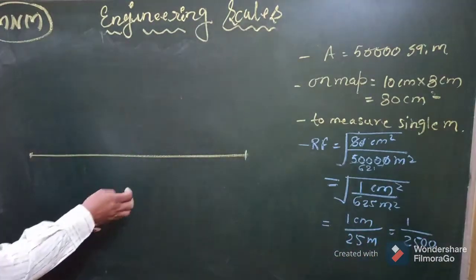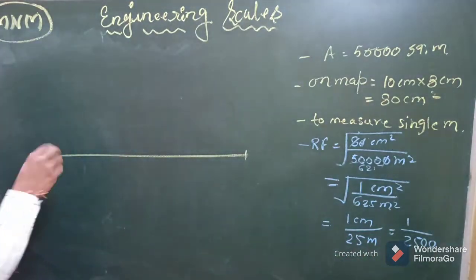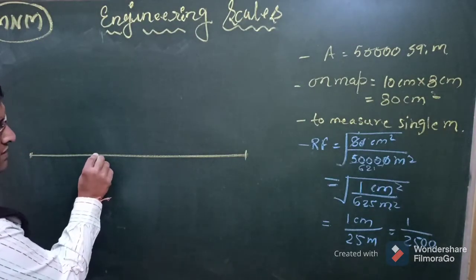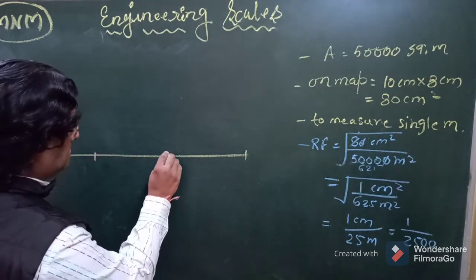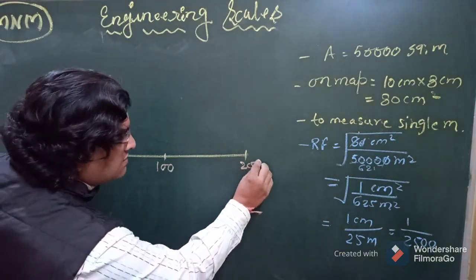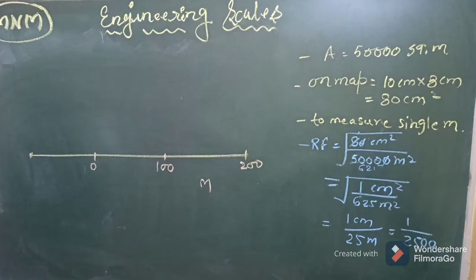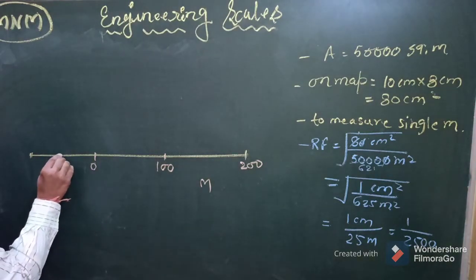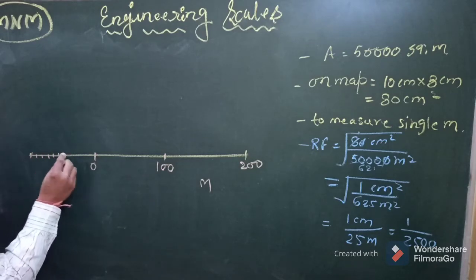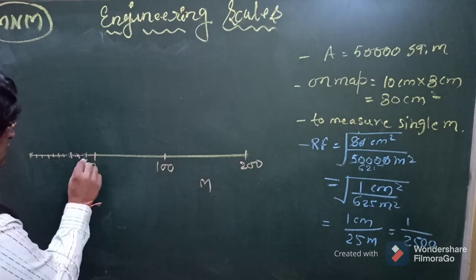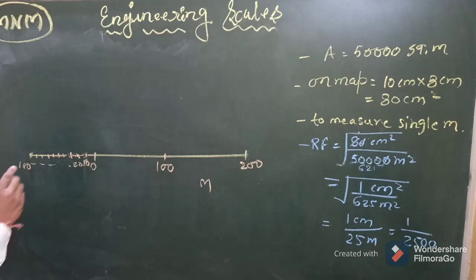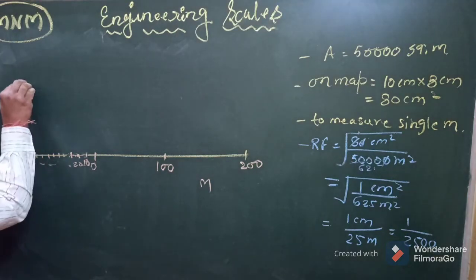So let us take 12 centimeter as the length of scale, which will represent 300 meter here, and divide this into 3 equal divisions, so that each division is representing 100 meters. Then divide this into 10 equal divisions so that each division represents 10 meter. So this is 10, 20 up to 100. For single meter we have to go for diagonal scale.